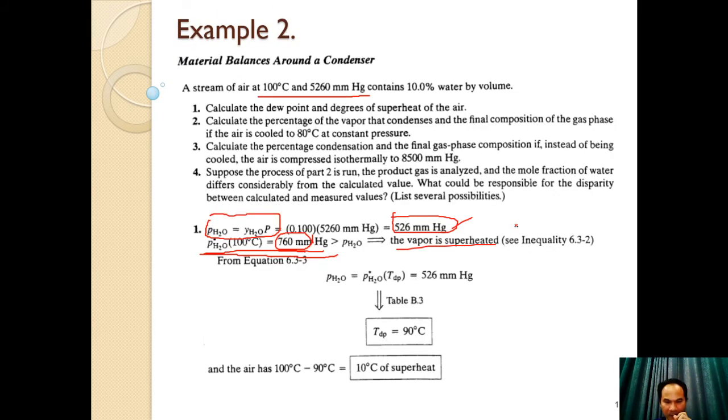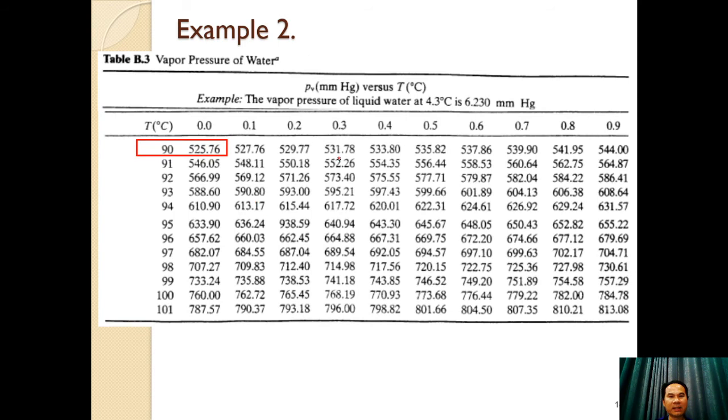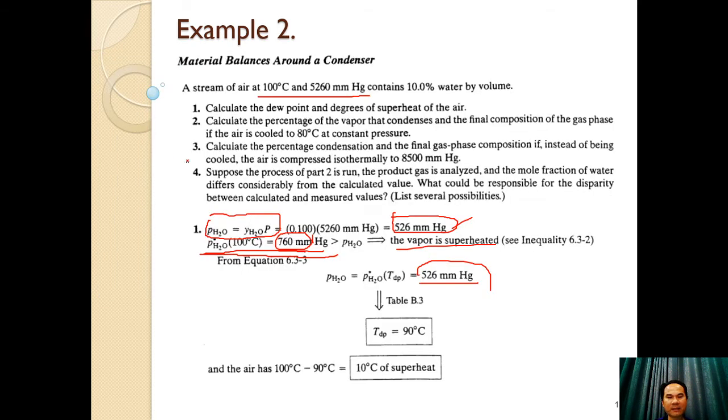Then you can calculate the degree of superheat. First, the partial pressure equals the vapor pressure equals 526 millimeters mercury for this system. Then you can calculate the dew point temperature, when the vapor will drop to liquid, for this pressure. You can open table B3. This is the vapor pressure side. The pressure is about 526, approximately 525.76. The temperature is 90. This means the dew point is 90 degrees Celsius for this system. Okay, how to calculate the degree of superheat? Because the system is at 100 degrees Celsius, but the vapor will drop to liquid at 90.